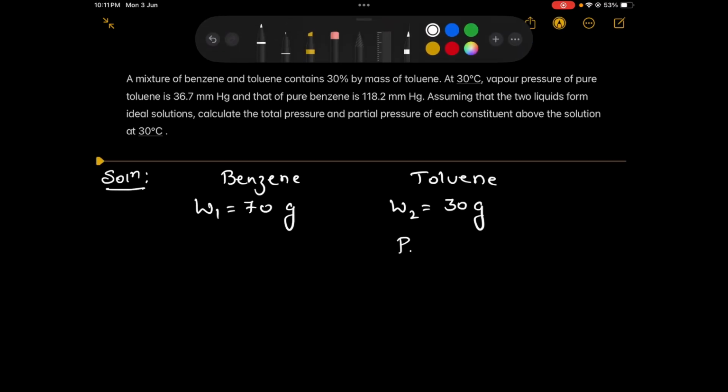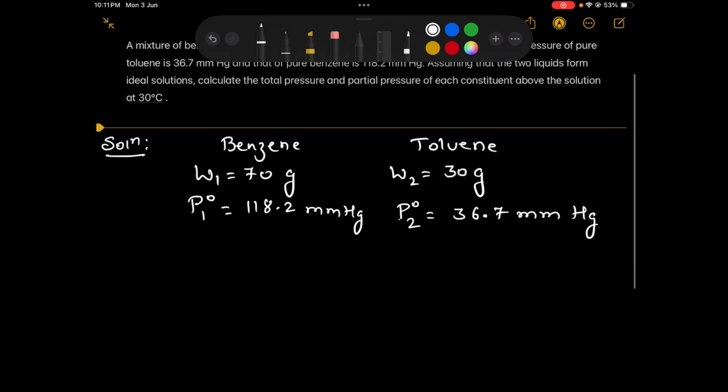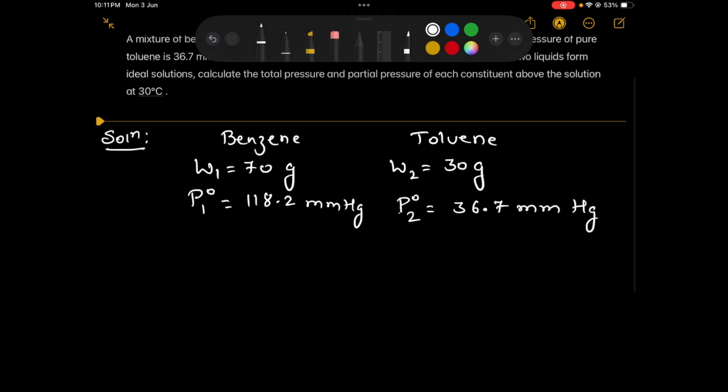So the vapor pressure of pure toluene will be P2 naught equals 36.7 mm of mercury. And that of pure benzene, that is P1 naught. One moment, this should be P2 naught here. 36.7 mm Hg for toluene. And for benzene, P1 naught equals 118.2 mm of mercury. Assuming that the two liquids form an ideal solution, calculate the total pressure.